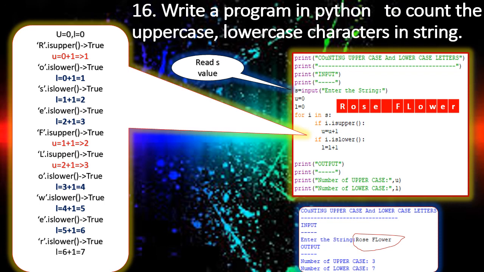The isupper function will show whether the letter is a capital letter or not. If it is capital, it returns true. The islower function, if it is a lower letter, then it returns true. So if isupper returns true, then the u value will be increased by 1. If the islower function is true, then the l value is increased by 1. And next it prints the uppercase and then the lowercase values.